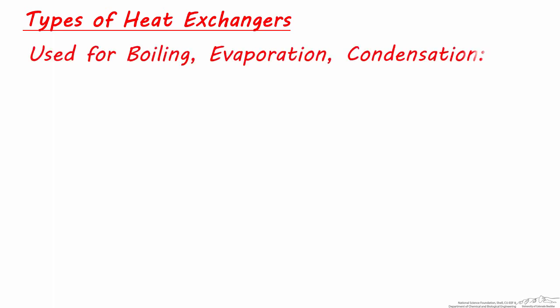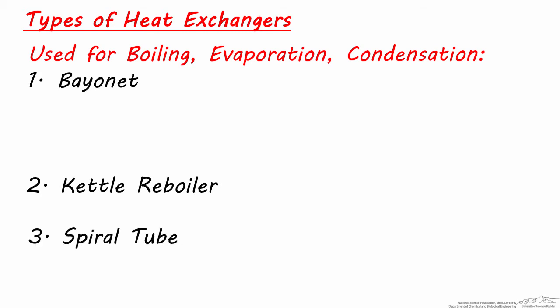The next three heat exchangers are oftentimes used when a stream needs to undergo a phase change, such as evaporation or condensation. These heat exchangers are a bayonet, reboiler kettle, and spiral tube. While other types of heat exchangers, especially shell and tube, are also frequently used for phase changes, these three offer unique features appropriate for specific process requirements.